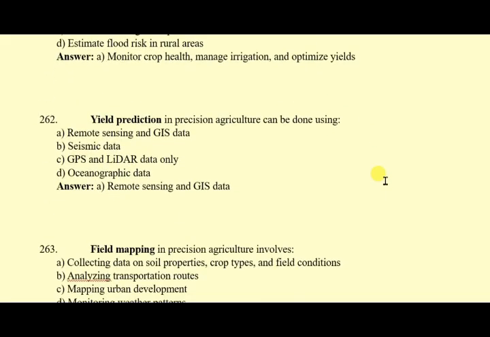Question 262. Yield prediction in precision agriculture can be done using remote sensing and GIS data, seismic data, GPS and LiDAR data only, oceanographic data. Here the correct answer will be remote sensing and GIS data.